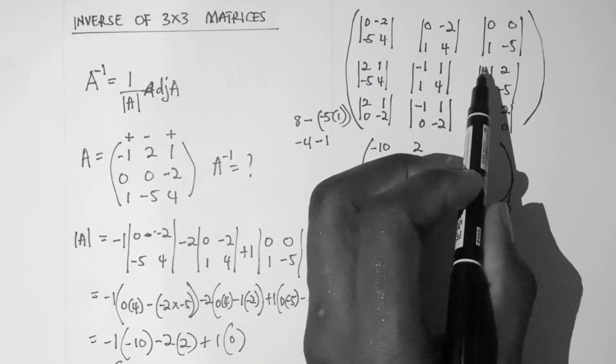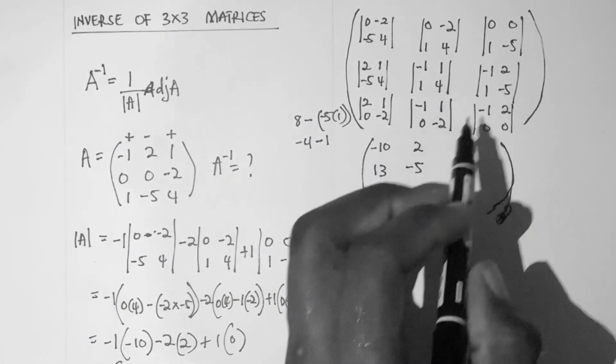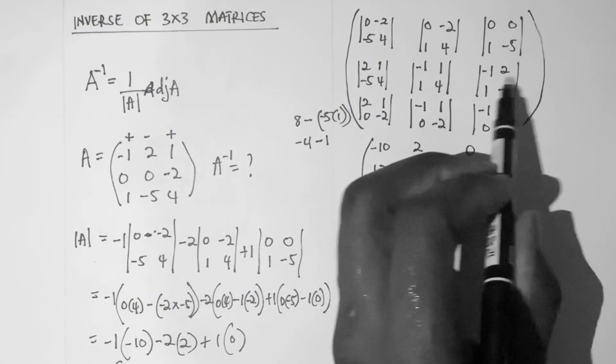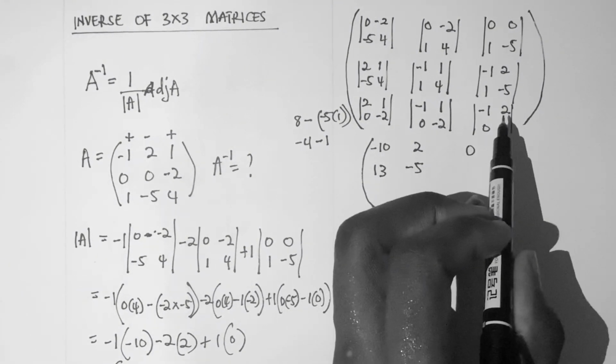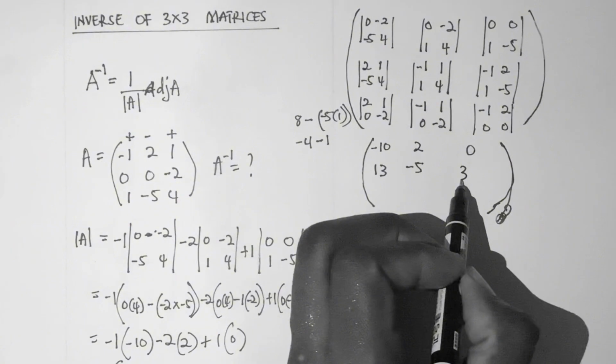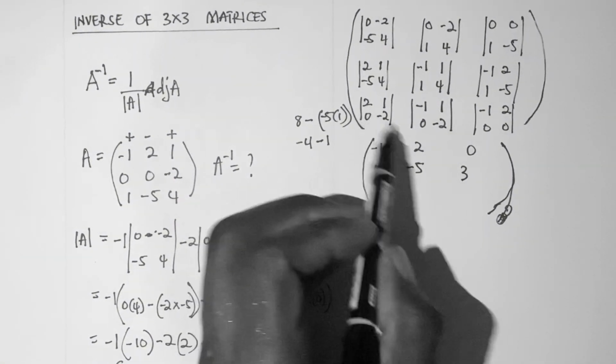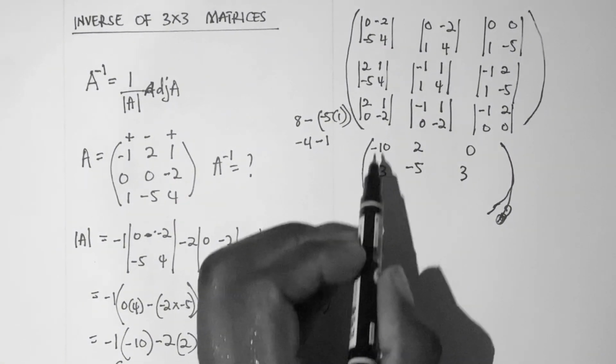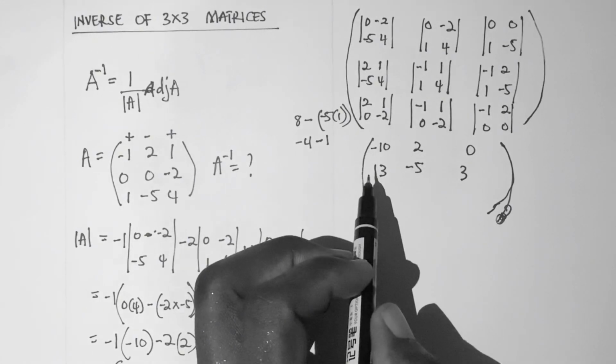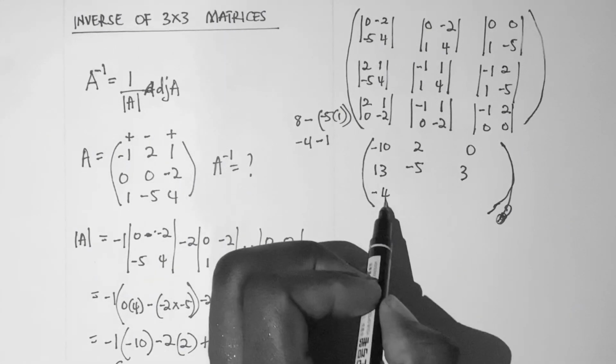Then if we come to this one, minus 1 times minus 5 is 5. Then minus 1 times 2 is 2, so 5 minus 2 is 3. So here is 3. Then here is 2 times minus 2, which is minus 4. Then minus 0 times 1 is 0, so here is minus 4.